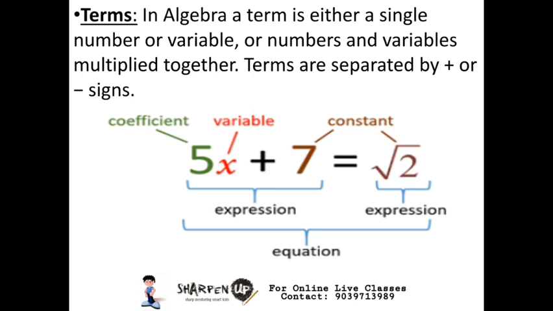Here in LHS the terms are 5x and 7, and in RHS there is only one expression, so that means this is the only term there. So we have a total of 3 terms: 5x, 7 and under root 2.